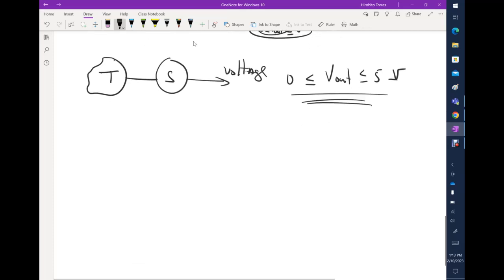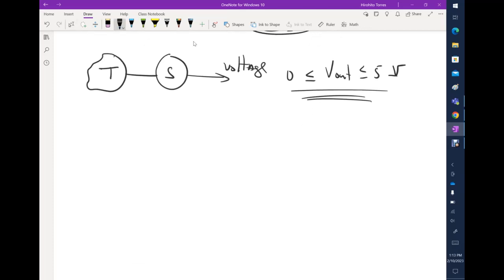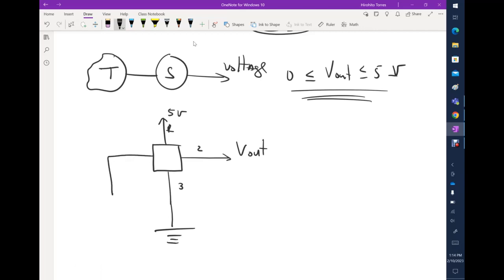Because basically the way to work with those types of sensors is like, for example, I have a sensor here. Those types of sensors usually have three legs: 1, 2, and 3. Leg 3 typically goes to ground, and leg 1 goes to 5 volts to power the electronics that is here. And leg 2 is V out.